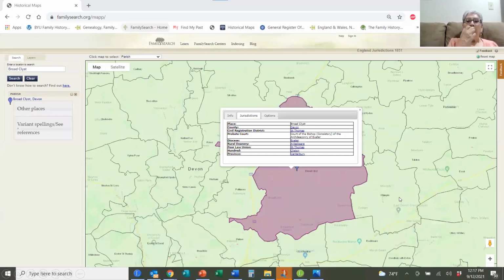So there's Broadclyst. Again, I'm looking for the registration district so I can look her up on the GRO, and the registration district is St. Thomas. So if I find a Charlotte in St. Thomas, it won't prove that it's her for sure, but it will help.